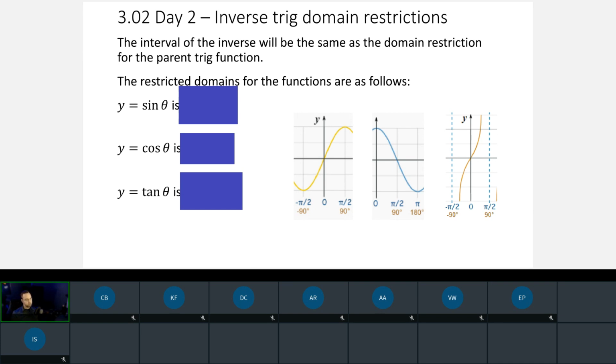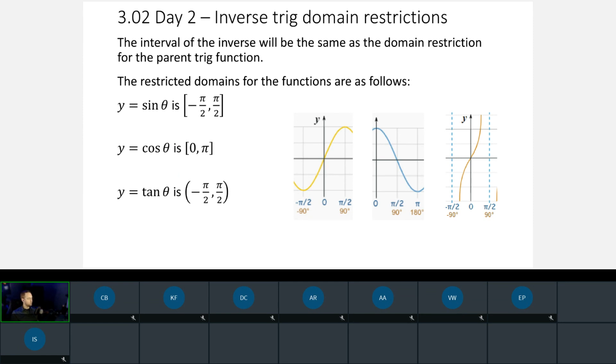The domain restriction: negative pi over 2 to pi over 2, in brackets, of course. So that must mean this first graph is sine. You might want to label on your paper, this is your sine graph, which means the cosine must be from 0 to pi. And for tangent, it is from negative pi over 2 to pi over 2, with parentheses because there are asymptotes.